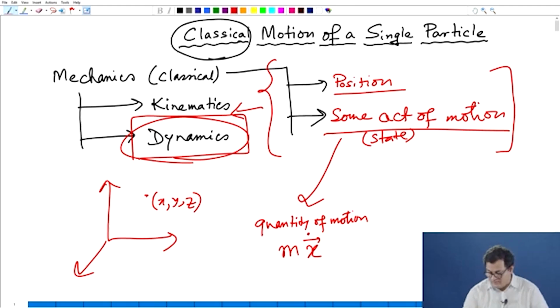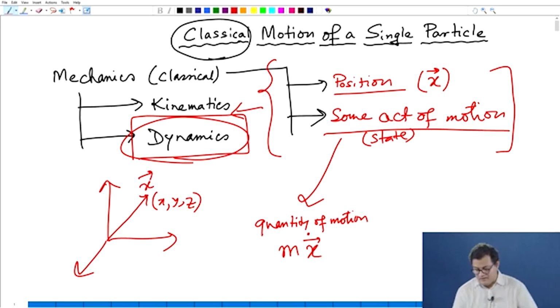In order to be meticulous, I have to mention here that position is just the x vector. So this is nothing but this x vector, which has the components x, y, z, okay. And then the act of motion, I can write as another vector which is p, okay.